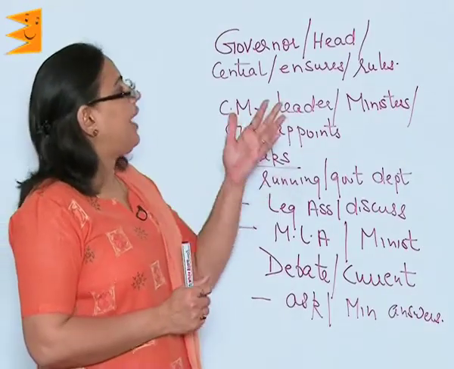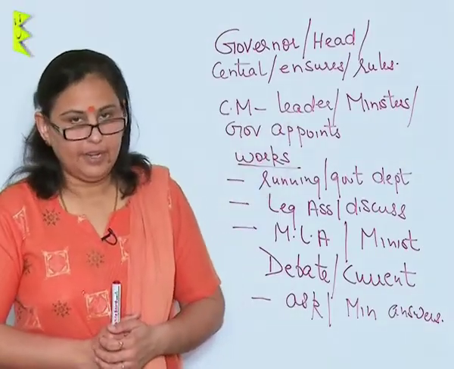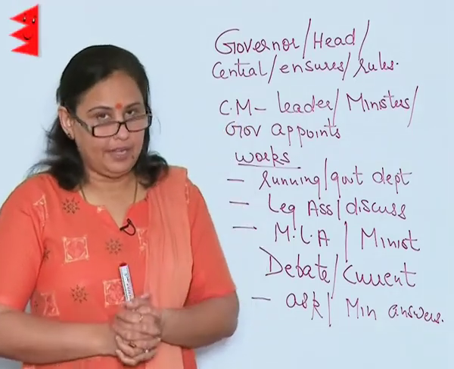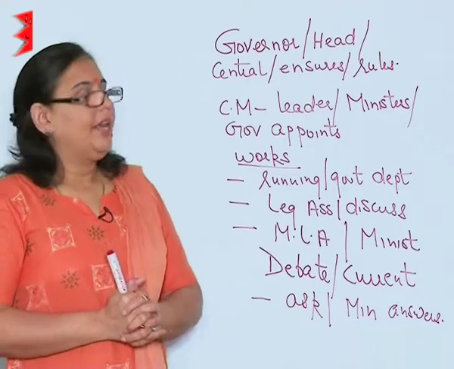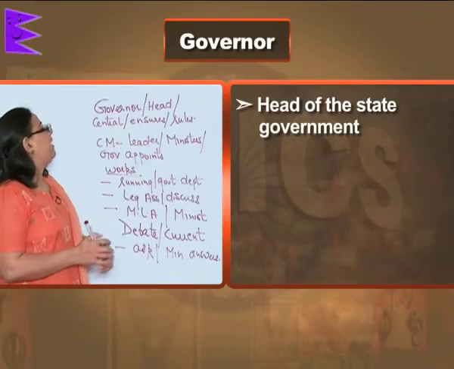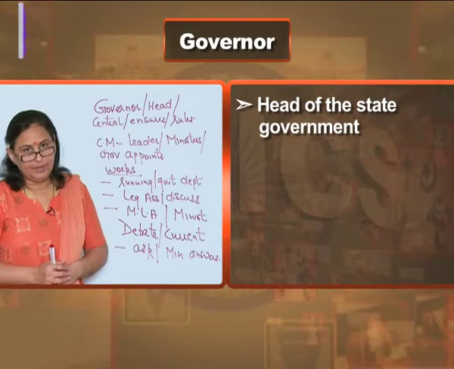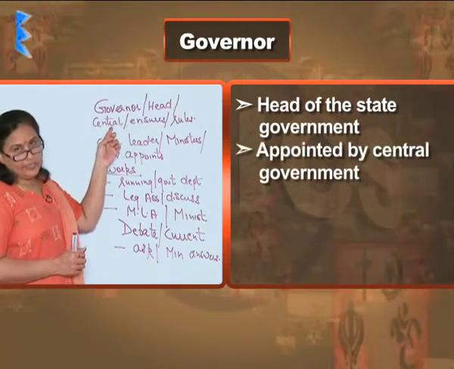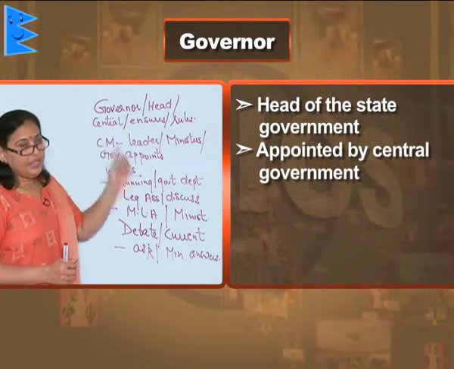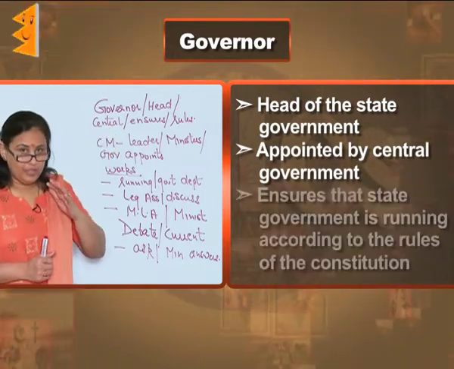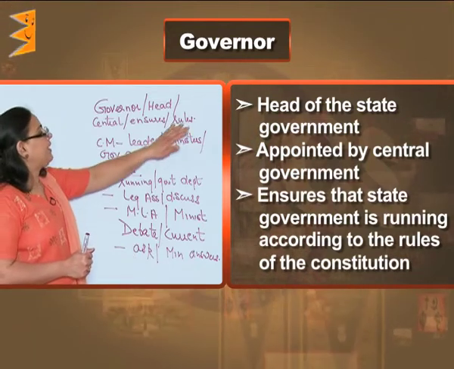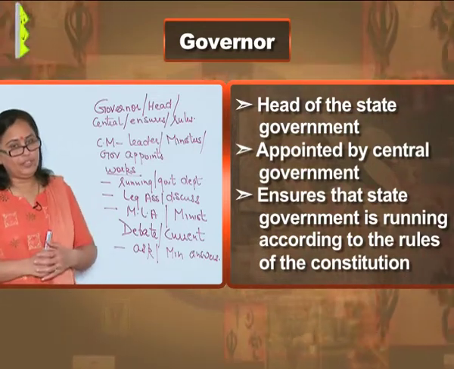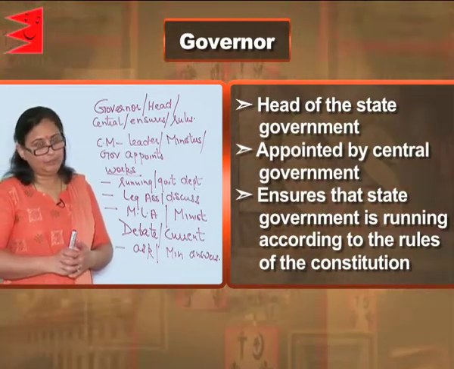As far as the head of the state is concerned, for example, the head of the central government in India is the president. So, the head of the state government is the governor. The governor is in fact appointed by the central government, and he is responsible for ensuring that the state government is running according to the rules and regulations of the Constitution.